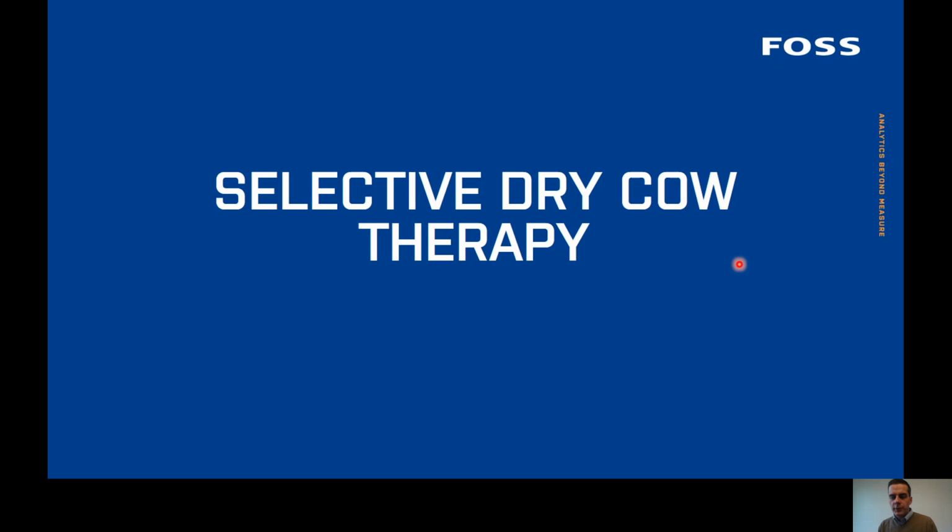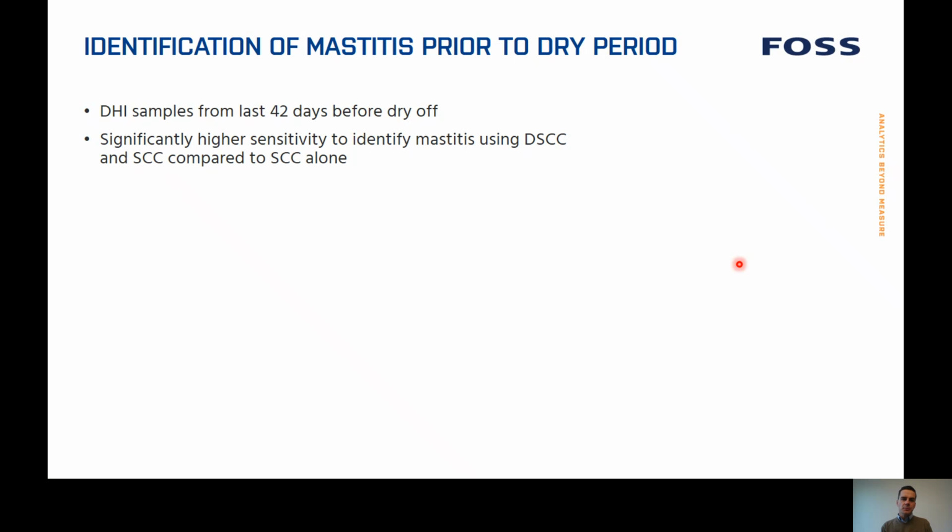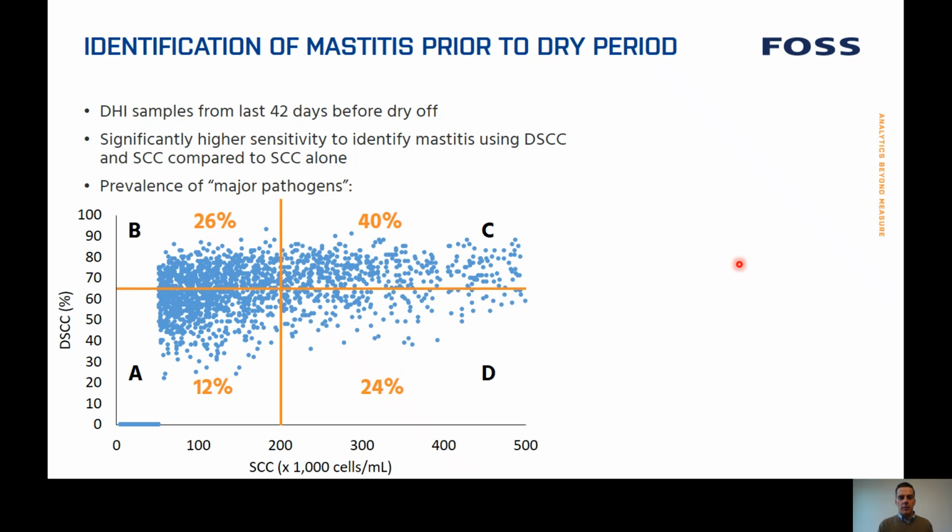Before summarizing my presentation, I would like to briefly talk about selective dry cow therapy. We have performed a study some time ago where we had DHI samples available that were taken in the last 42 days before cows were dried off. And here again, we saw that the sensitivity to identify mastitis at the end of lactation or before drying off using DSCC and SCC was significantly higher compared to working with SCC alone. How to explain that? Here I would like to use this graph.